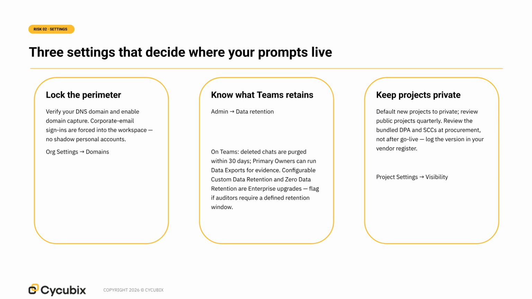Third, project visibility. Default new projects to private, and put a calendar reminder to review public projects quarterly. Review the bundled DPA and SCCs at procurement, and log the version in your vendor register. Commercial terms incorporate them automatically, so workspace provisioning is your Article 28 trigger.